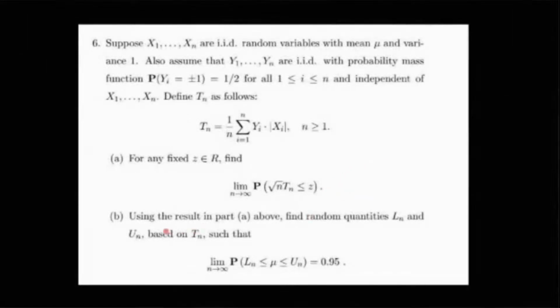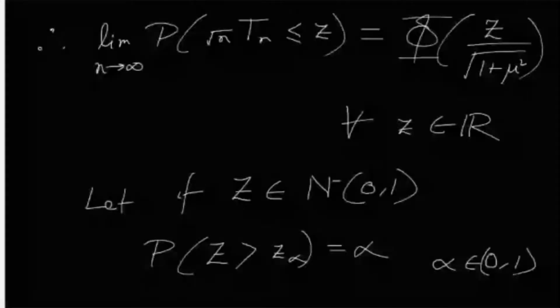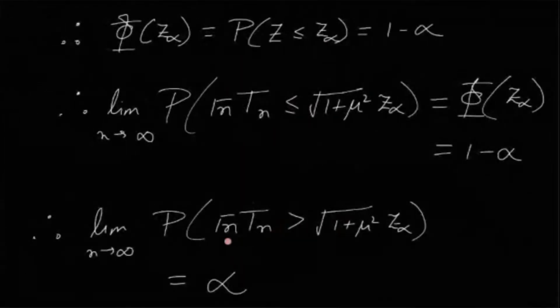The second part says, using the result in part A above, find random quantities Ln and Un based on Tn such that limit n tending towards infinity, probability Ln is less than or equal to mu is less than or equal to Un is equal to 0.95. That means we have to find two random quantities Ln and Un such that the probability of mu lying between these random quantities is 0.95. That's why I'm doing this. So ultimately, as I said, this thing greater than this thing is alpha.